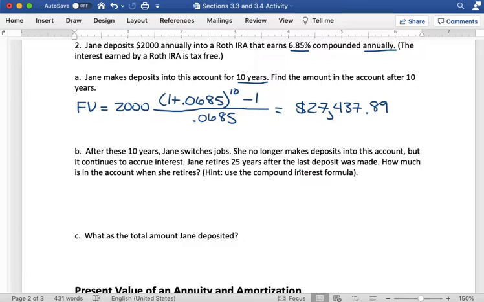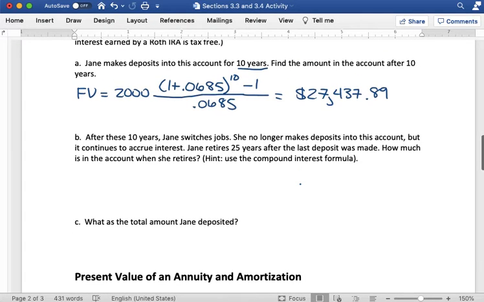For part B, after these 10 years, Jane switches jobs and she's no longer making deposits into this account, but it continues to accrue interest. Jane retires 25 years after the last deposit was made. How much is in the account when she retires? And the hint is to use the compound interest formula.